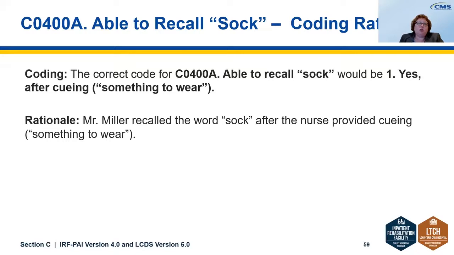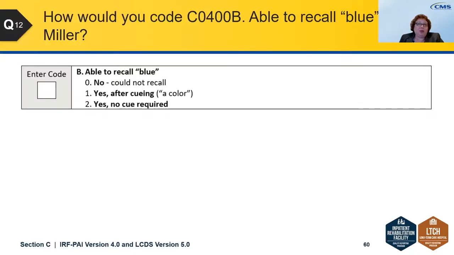So how would you code C0400B, able to recall blue for Mr. Miller? Would you use code 0, no, could not recall, 1, yes, after cueing a color, or 2, yes, no cue required? And again, this is his ability to recall blue, the word blue. And I think this one was a little tricky too. Give it a couple more seconds.